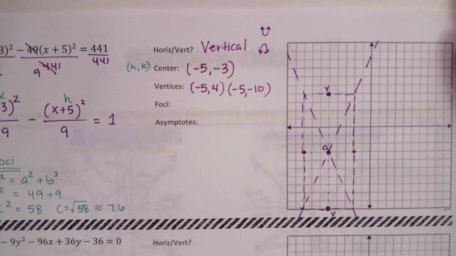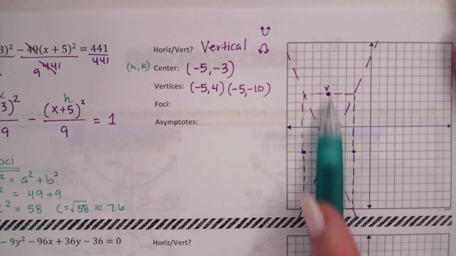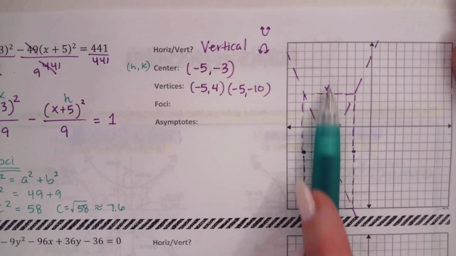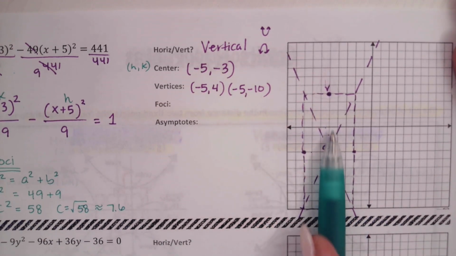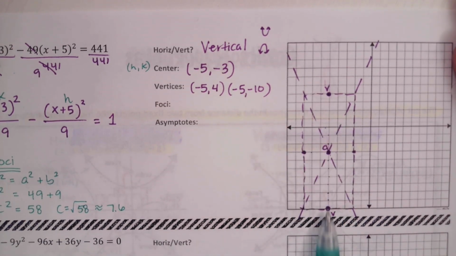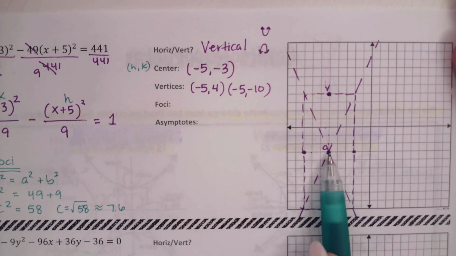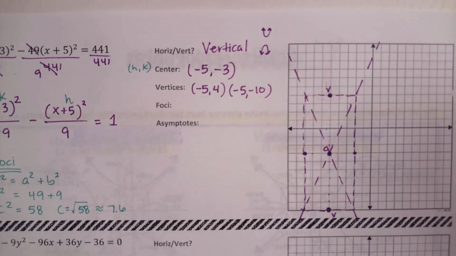So since this one faces vertically, your foci are going to be on that vertical axis lined up with the center and the vertices, 7.6-ish units from the center. So from the center, we'll count 7.6 up and 7.6 down, and that's where our two foci are going to be.